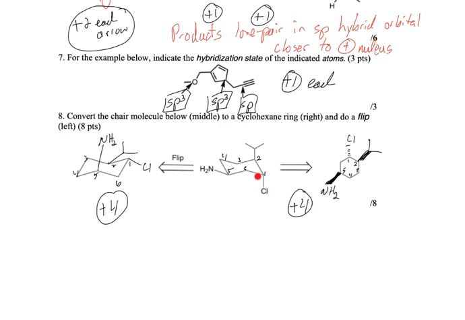Remember, I always like to think of things down as dashed. It just helps me remember it. And if things were axial on the ring flip, they become equatorial. But if they're down, they always stay down, and vice versa.